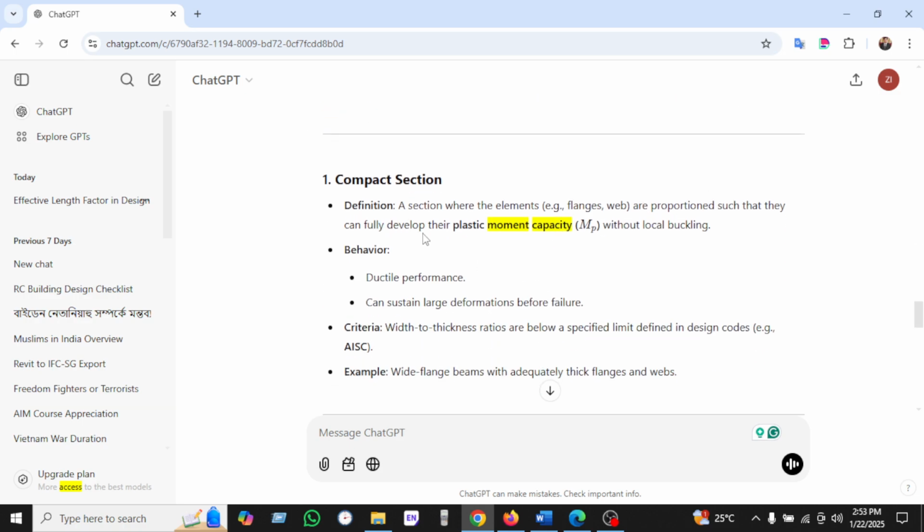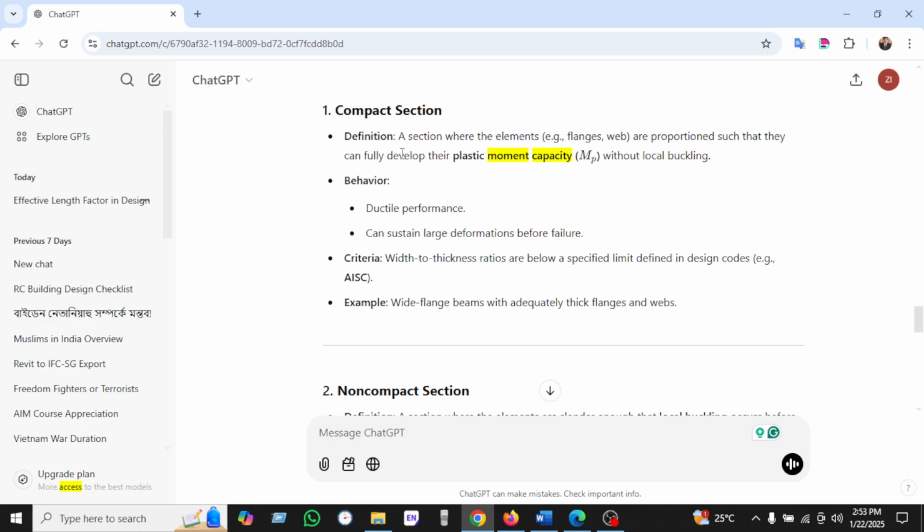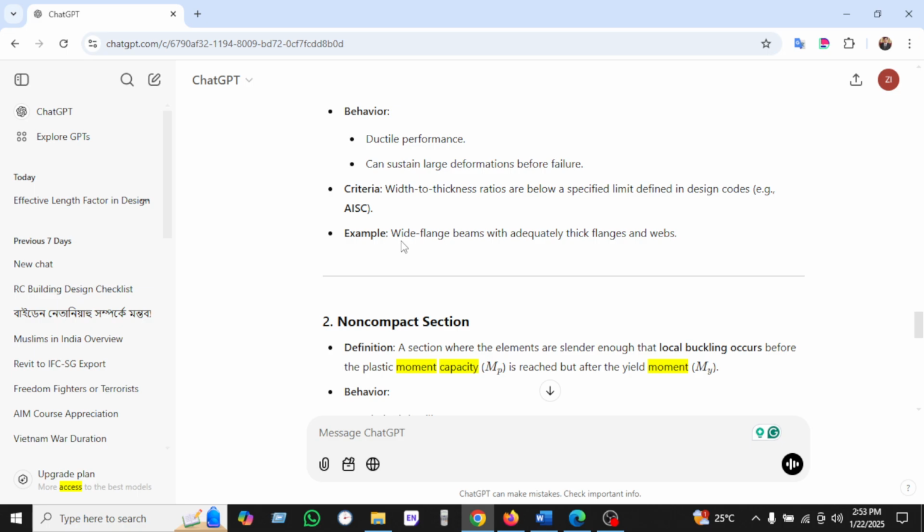A compact section is defined as a section where the elements, flange or web, are proportioned such that the section can fully develop its plastic moment without local buckling. The behavior is ductile and can sustain large deformation, and the width-to-thickness ratios are below the specific limit. An example is a wide flange beam with adequate thickness in the flange and web.